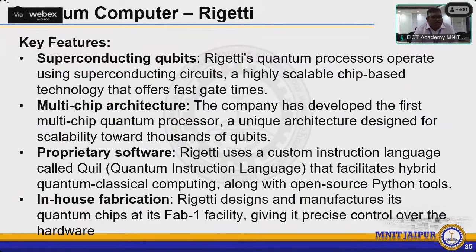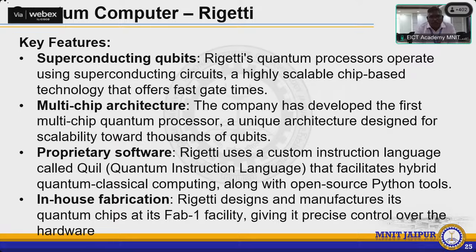Again, it's superconducting qubits that we look at. It's a multi-chip architecture, a unique architecture designed for scalability, which may move towards thousands of qubits slowly, right? The custom instruction language is called Quil, just like we had Guppy. Here you have Quil, the quantum instruction language. It facilitates hybrid quantum-classical computing, right? So you can run both things.